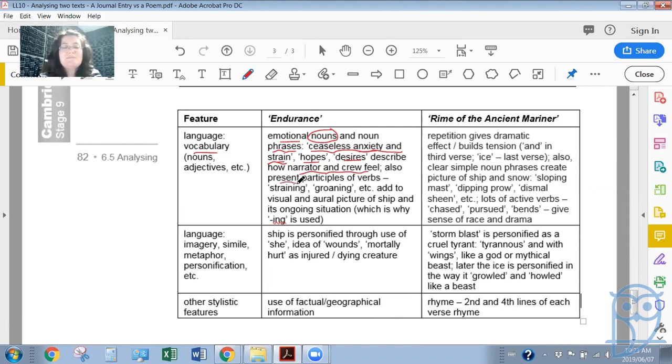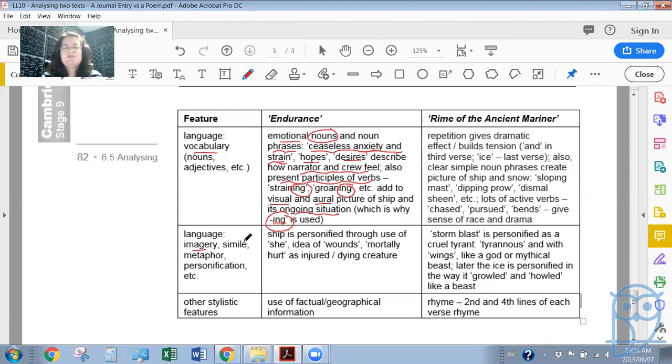There's also present participles of verbs. So if you see this -ing form of the verb, it's in the present. Right now, they are straining, or the ship is straining. Right now, the ship is groaning, or the men are moaning, or whatever it might be. So it's -ing. And this adds to the visual, what we see, and the oral, what we hear, the visual and oral picture of the ship and its ongoing situation. And that's why the -ing form is used, because the situation is ongoing. Right now it's groaning, it's still going to be doing that for a while. And that brings us into that present. It helps us immerse more in the present. Okay.